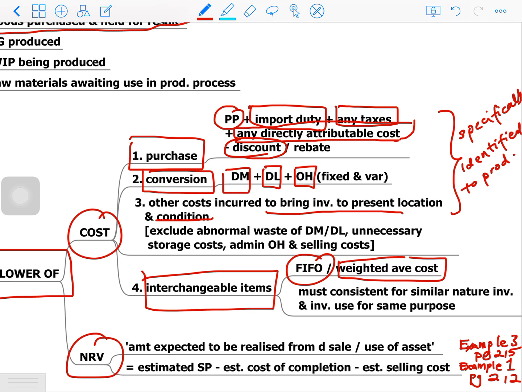But items that can be specifically identified, like say, when you buy and sell cars, right? You buy a Volvo car, for example, from the manufacturer.